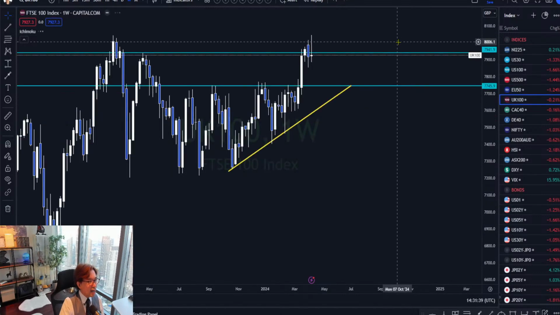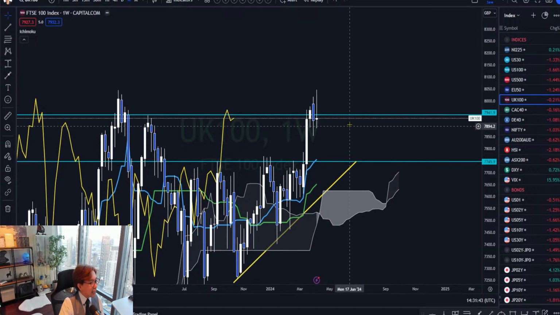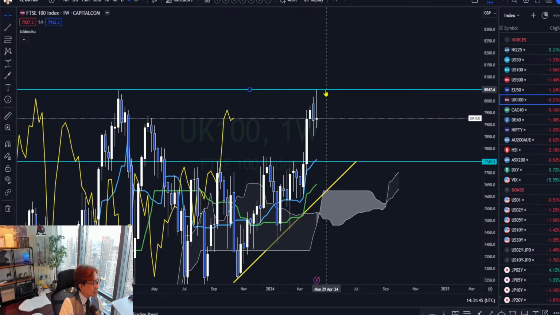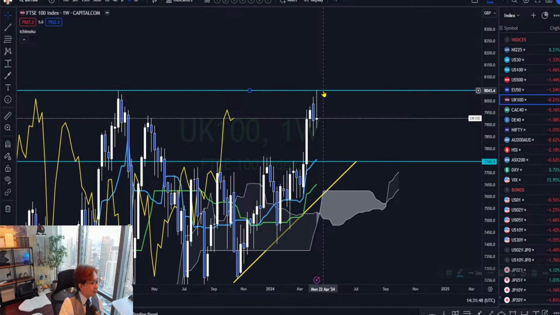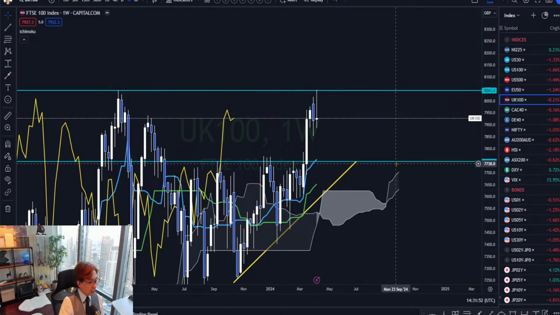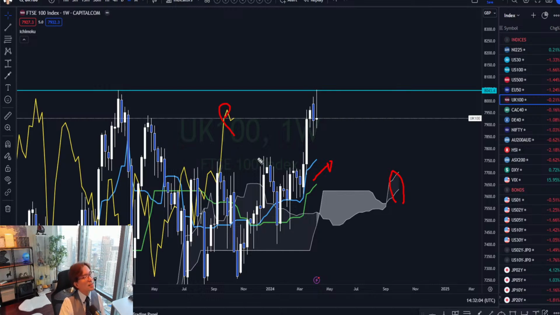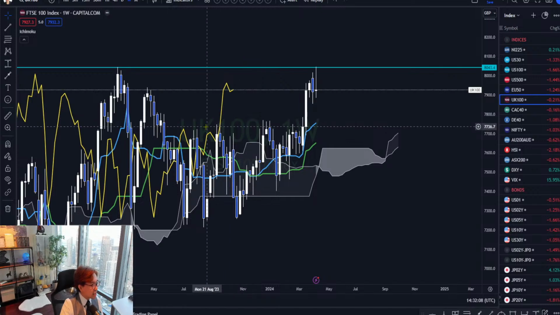And next is FTSE 100. FTSE 100 has been bullish also, and it touched the resistance level of 8043. So this market is now bullish because the Kumo is up, Tenkan Sen and Kijun Sen are both up, and the Chikou span is above the candlestick. So it's bullish. Especially the breakout of this resistance area was quite strong.